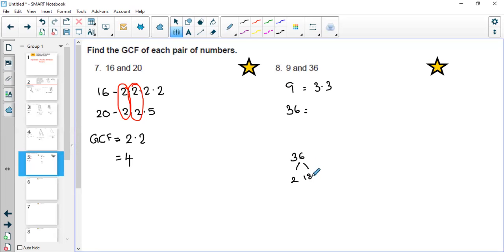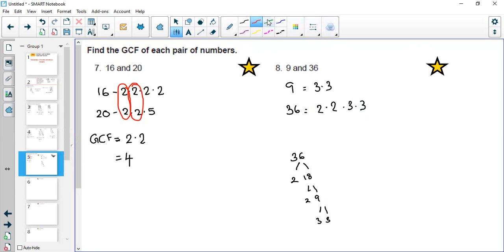Two 18s will give you a 36, then two 9s will give you an 18, and then 3, 3. Which means 2, 2, 3, 3. So let's start with 2. 2 multiplied by 2 gives you a 4. 4 multiplied by 3 gives you a 12. 12 multiplied by 3 gives you a 36.